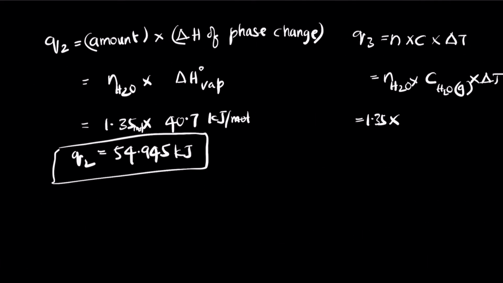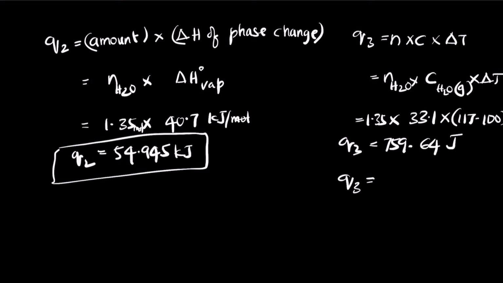So that value is 33.1 times delta T, which is 117 minus 100. So find the value. You have 1.35 times 33.1 times 17. So that is 759.64 joule, which is Q3, because we are writing all of them in kilojoules. So this becomes 0.76 kilojoule.